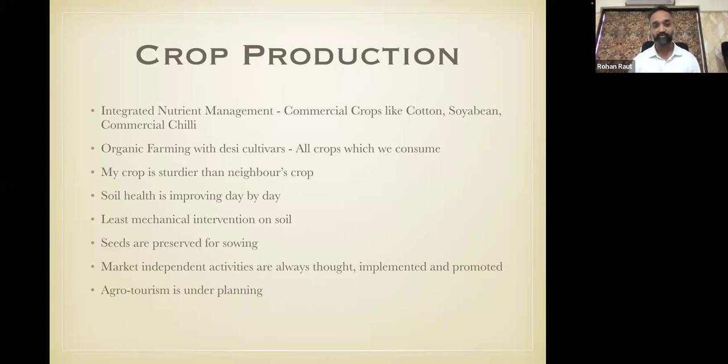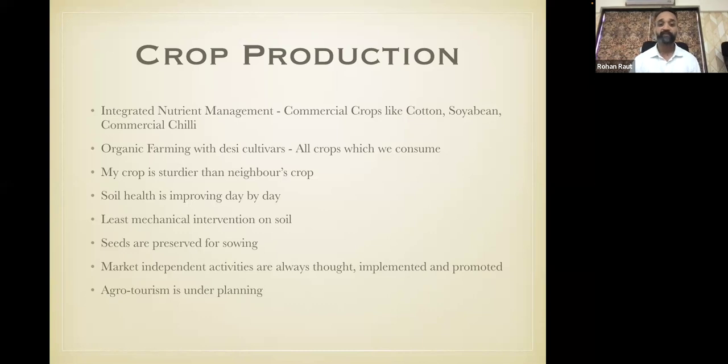Chili farmers generally spray at intervals of 4 to 5 days, 6 days, 7 days, but I generally get a gap of 15 days. So my crop gives me time to fight back against the diseases and pests. Soil health is improving day by day. I generally have very little mechanical intervention on my soil.